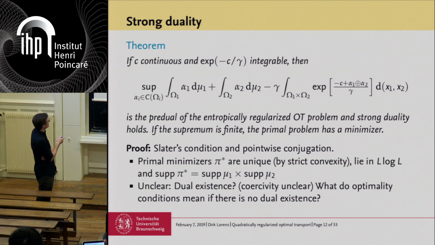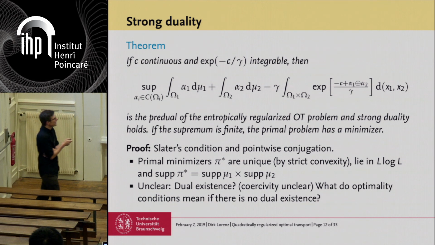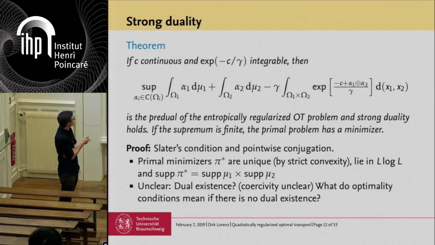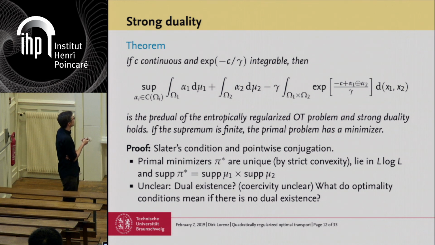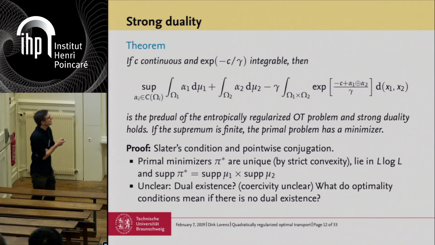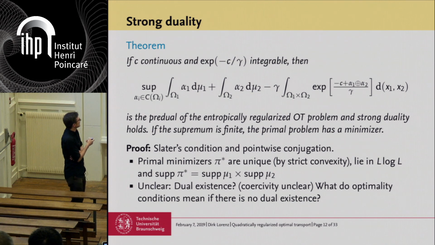You can prove it just by Slater's condition and pointwise conjugation. That's straightforward. You also get that primal minimizers are unique. That's also pretty clear by strict convexity. The primal minimizer is also an element of L log L, okay? And it has full support. Full support means its support is actually equal to the product of the supports. It's also not that difficult. But what is unclear is dual existence. Does this dual problem actually have solutions? And that was complicated.